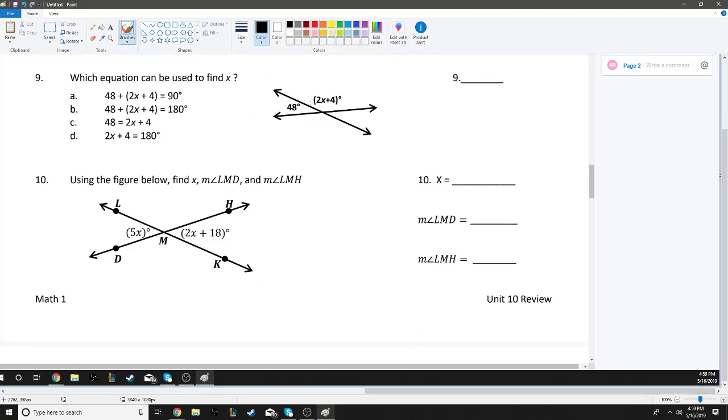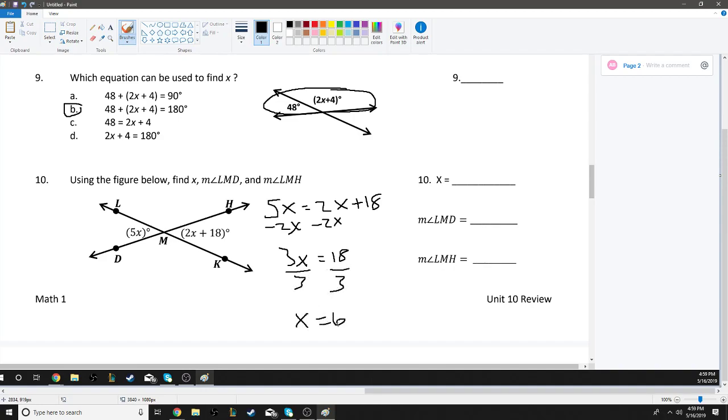Okay, so for this one, you'll notice that these two make a straight line. Since they make a straight line, they add to 180 degrees. That answer is B. And for this one, you'll notice that these guys are vertical angles, and vertical angles are equal. So 5x is equal to 2x plus 18. We're going to subtract 2x from both sides to get 3x is equal to 18. And we divide 3 on both sides to get x is equal to 6. So there's our first answer.